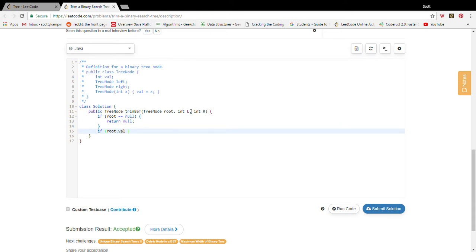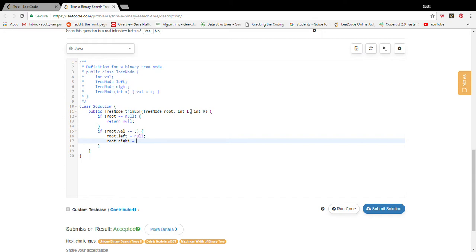So if the root's value is equal to left, what will we do? Well, we need to trim away that left subtree. So we'll set the root's left equal to null. And then what will we do with the right? Think about it for a second, what we should do with the right here.